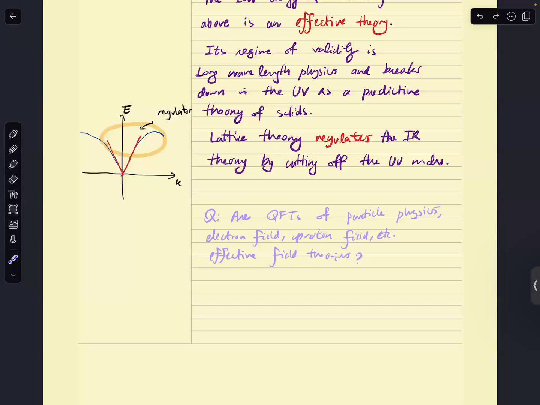Maybe yes, maybe. Well, the answer is yes. There are effective field theories. And that is why every time in this course, for the remainder of the course, we talk about quantum field theory, it will always have a cutoff. It will always have a regulator. It will always have a momentum scale that we call lambda or 1 over epsilon that will tell us where this effective theory breaks down.